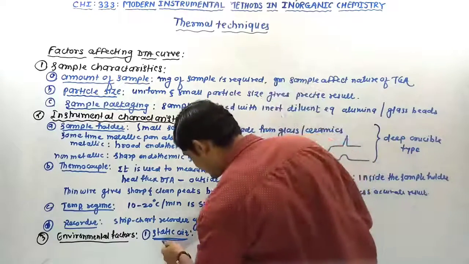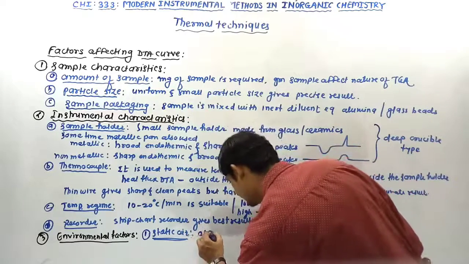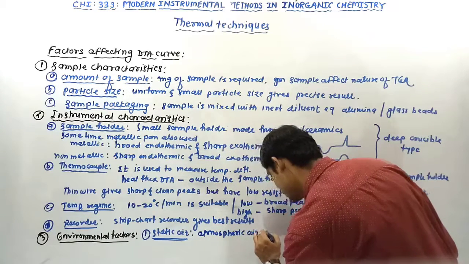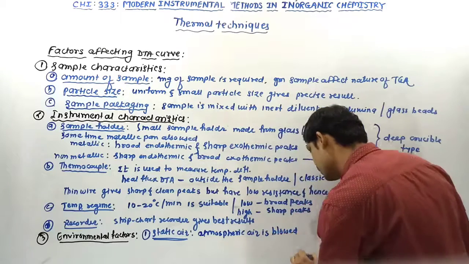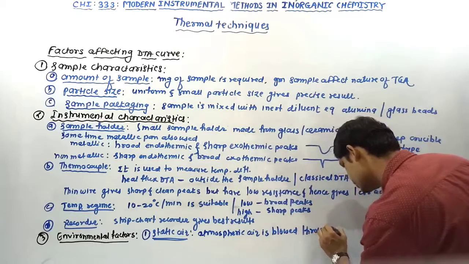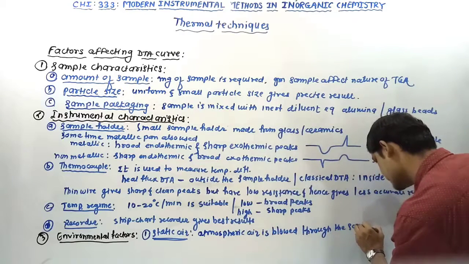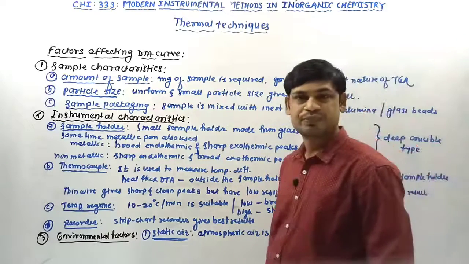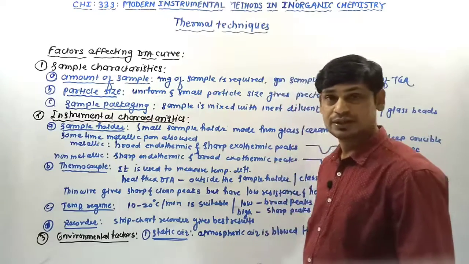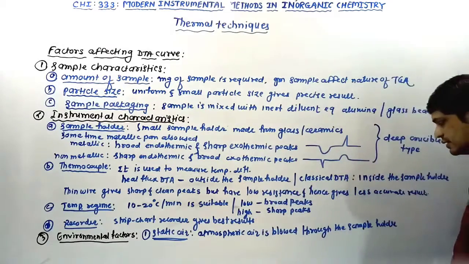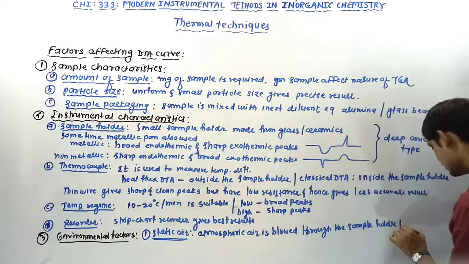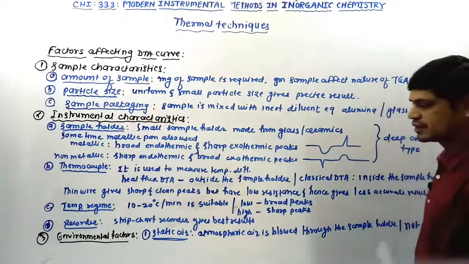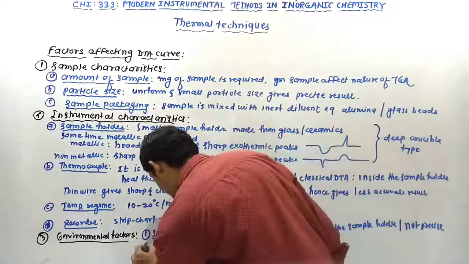What will we do here? The atmospheric air is blown through the sample holder. But due to the non-reproducibility we just discussed, the results are not precise or that accurate. The second one is a dynamic air.